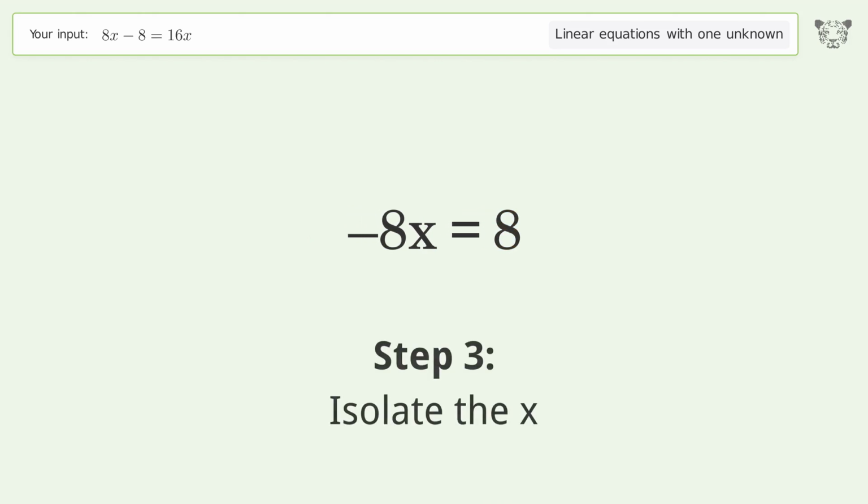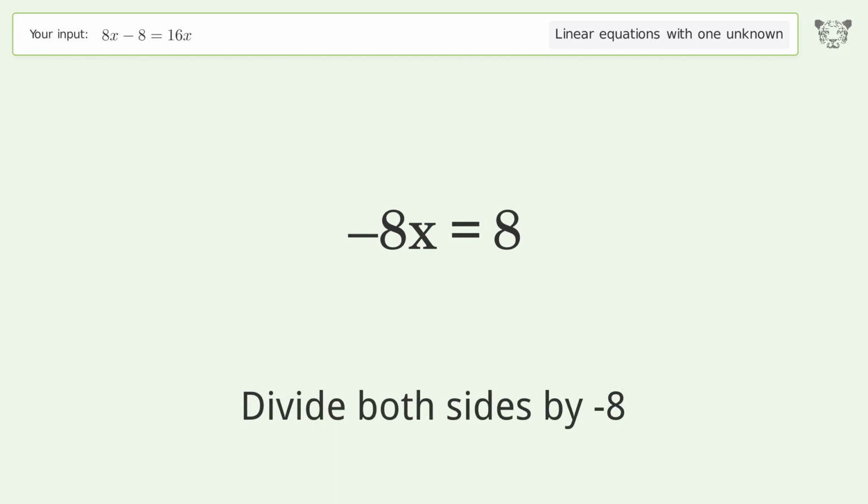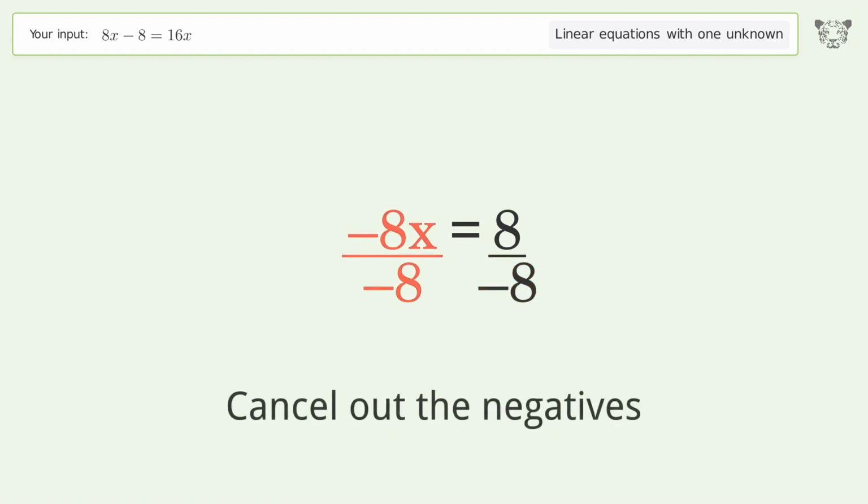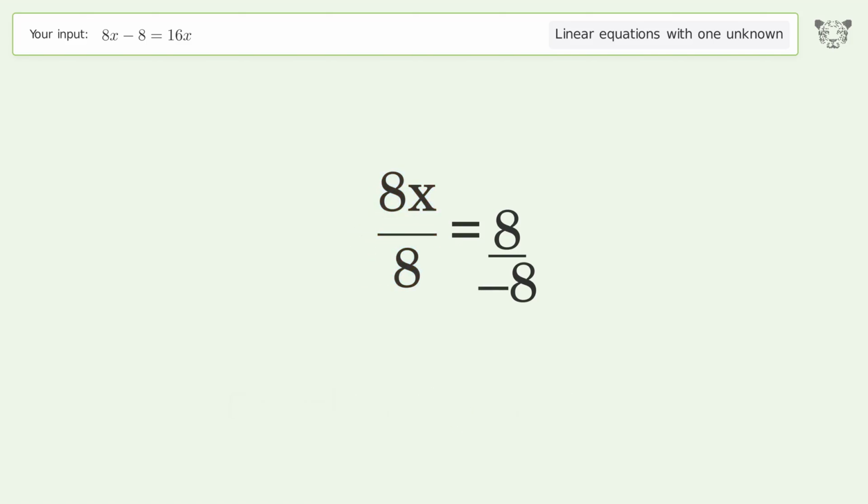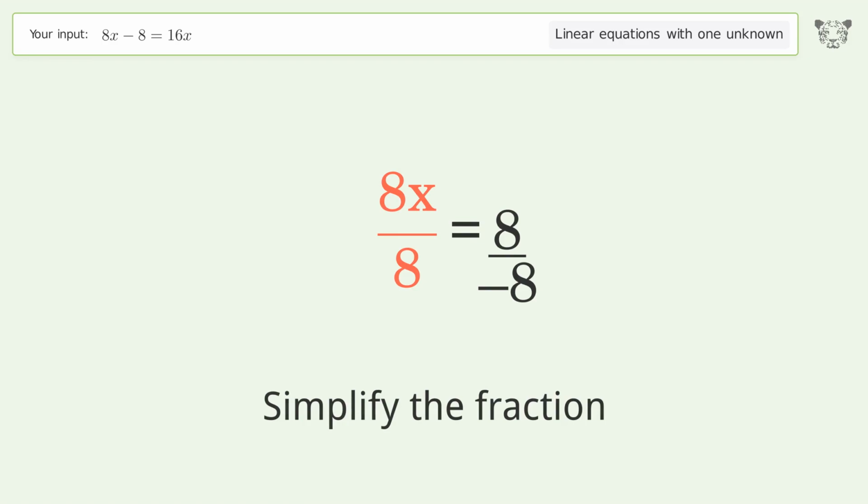Isolate the x. Divide both sides by -8. Cancel out the negatives. Simplify the fraction.